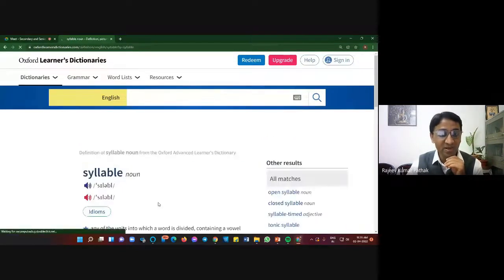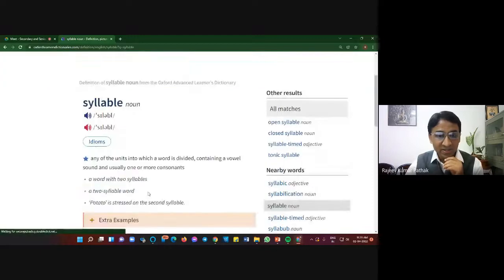Let's look at syllable. A syllable is any of the units into which a word is divided, containing a vowel sound and usually one or two more consonants. Generally a syllable must have a vowel. Vowel is an essential part of a syllable, and there can be one or more consonants.